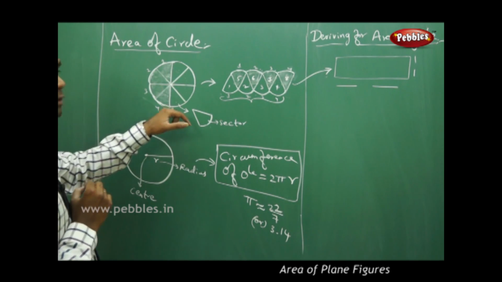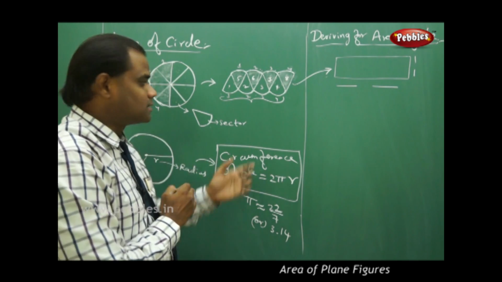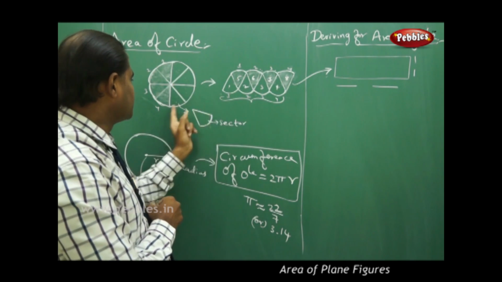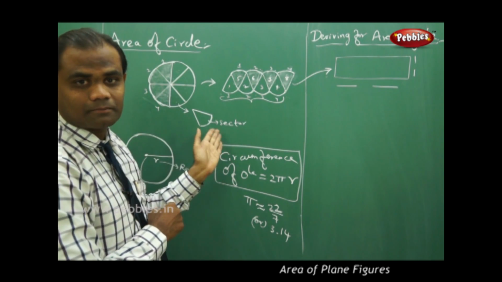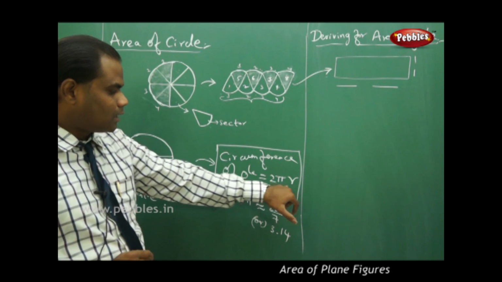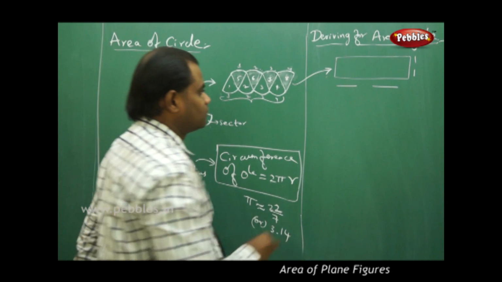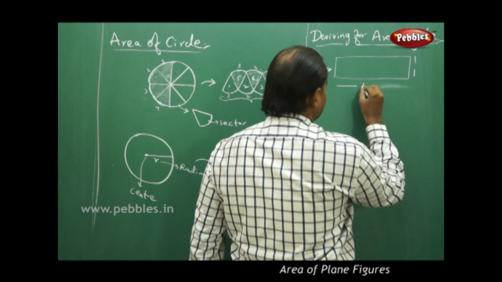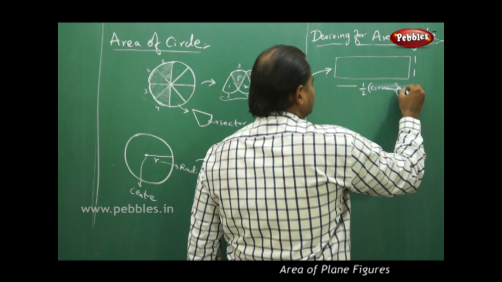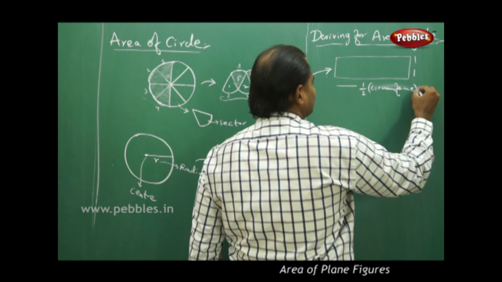So when I add all these 4 arcs of the 4 different sectors of the shaded region or the non-shaded region, I get half the circumference. One full circumference is 2 pi r, so half of that would be 2 pi r by 2. Therefore, my length is half the circumference. So this is my length of the rectangle.